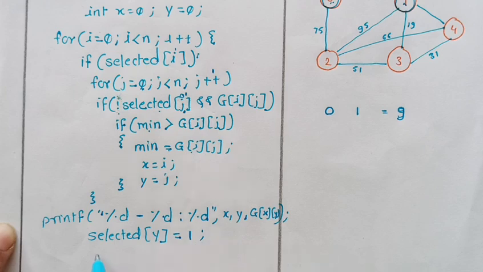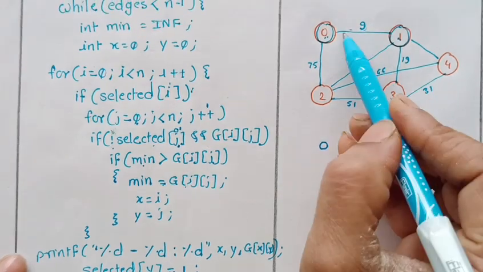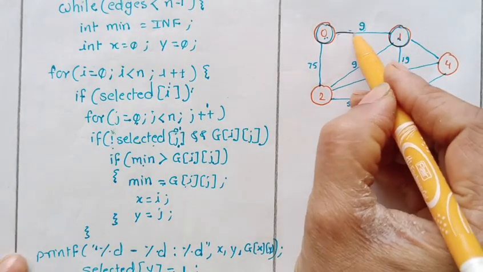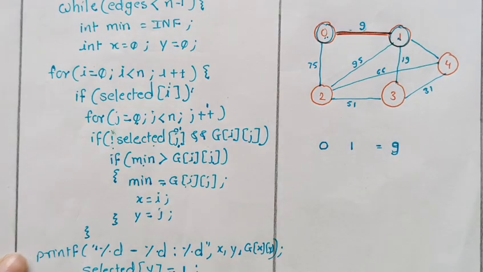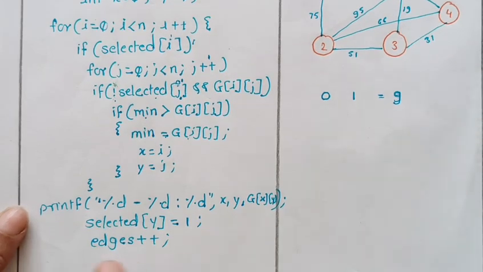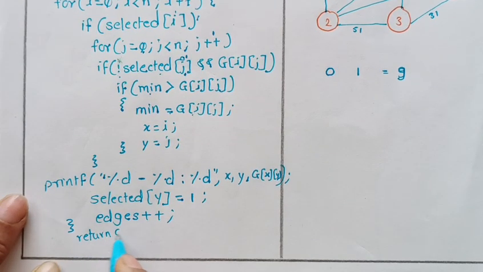Okay, then edges: you have found one edge, so you have to increase the edge value. Previously it was 0, now you have to increase it by 1 because you found one edge here, this one you got. Okay, 0 to 1, so this one is the minimum cost edge. After incrementing edge, close this, return.